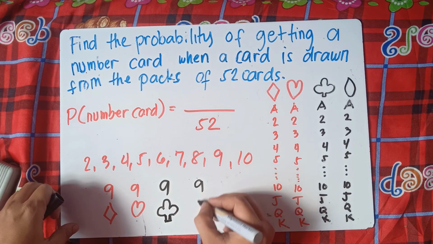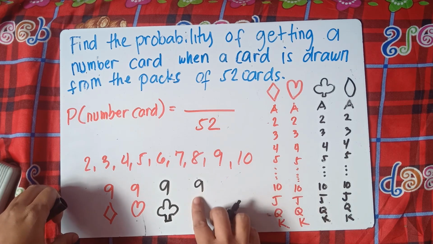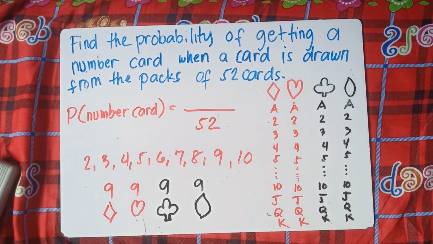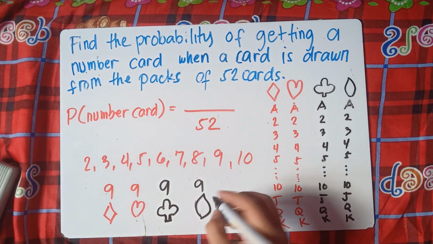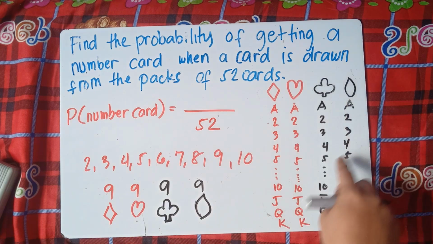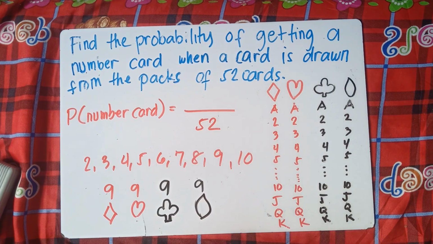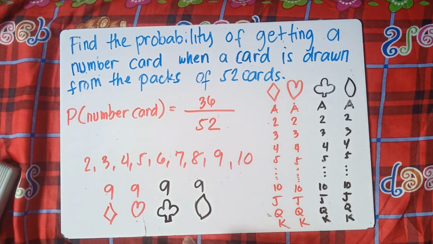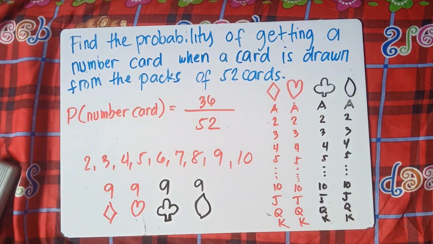And we have 9 for spade. So therefore, what is the total, class? So we have 9, 9, 9, 9, that would be 36, right? 9 times 4 is 36. So in the numerator, class, add the number of number cards from diamond to spade. So we have 36 on the numerator because we have 36 number cards divided by 52.